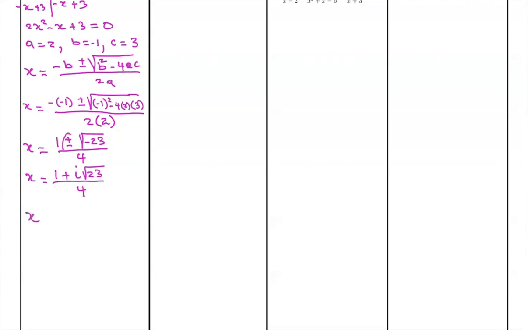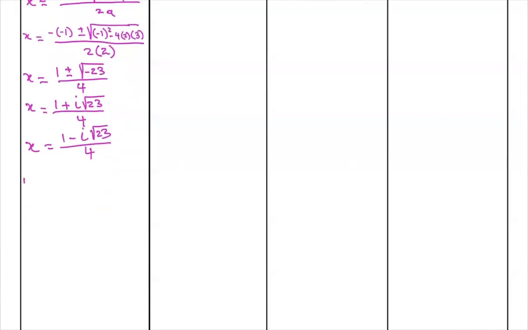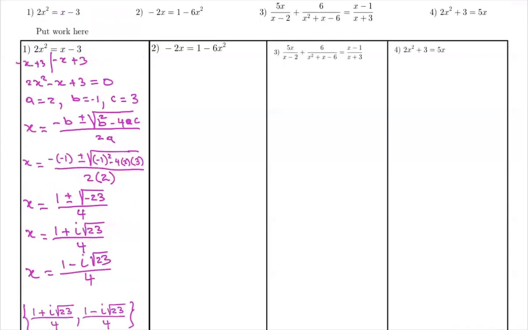In another solution, remember plus or minus, I used the plus here. Let me use the minus. That equals 1 minus i square root of 23 over 4. And I can write my solution set as the first solution, 1 plus i square root of 23, comma, 1 minus i square root of 23. That's the solution set. Next example.